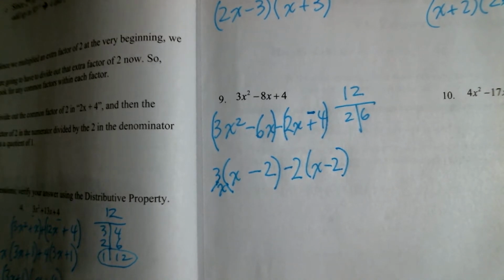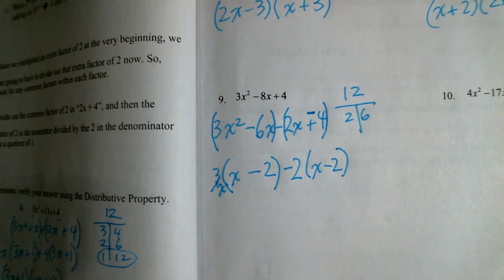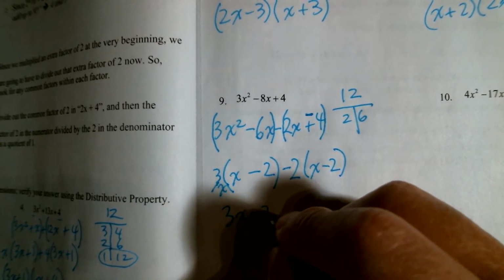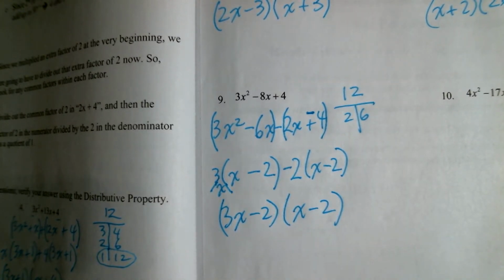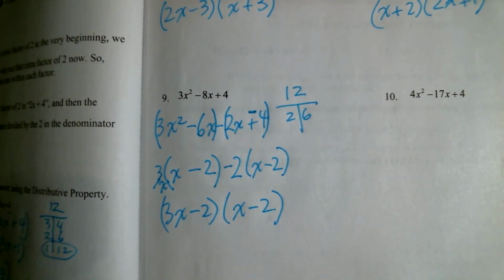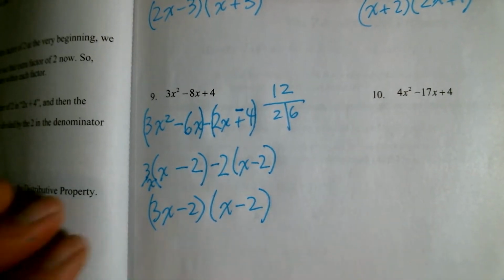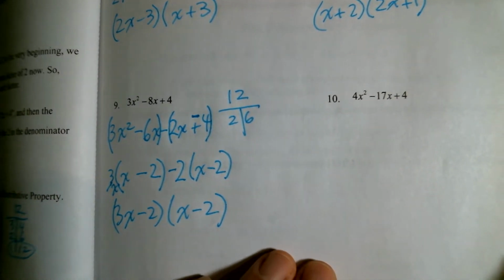Okay. Combine. Well, we'll use the reverse distributive property again. Okay. All right. Are we done? Okay, number 10. There we go.